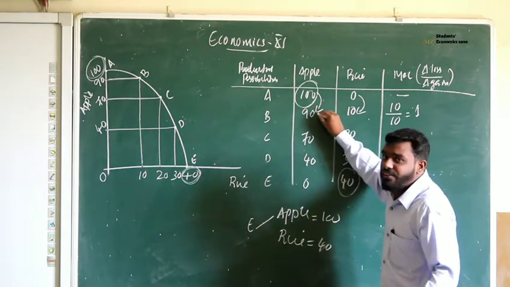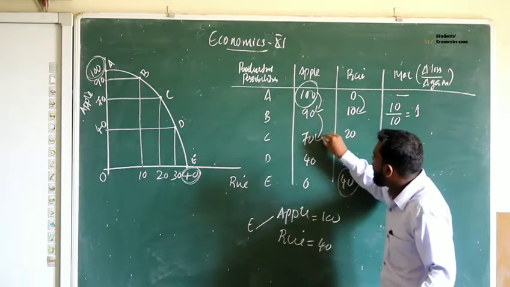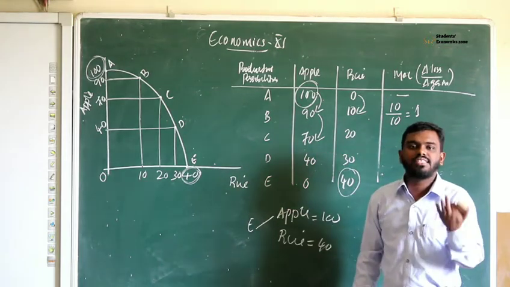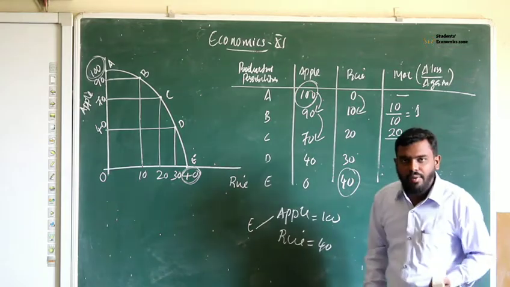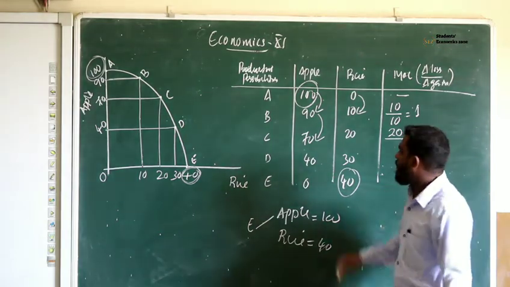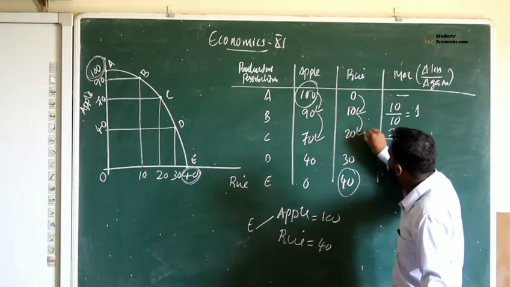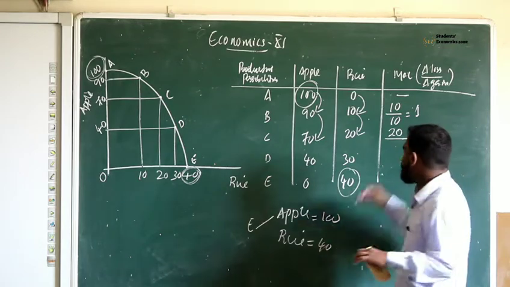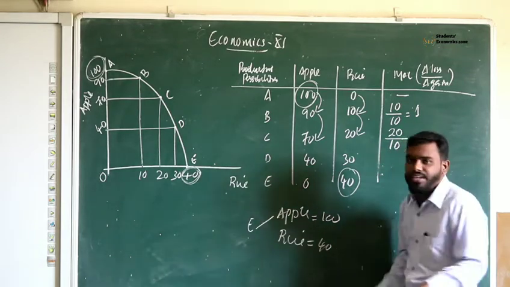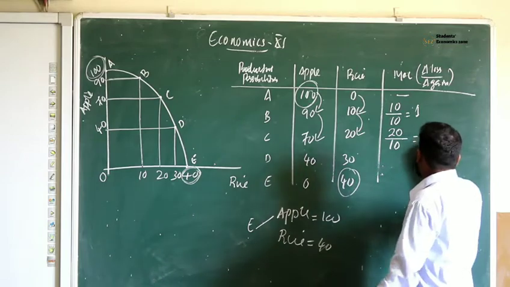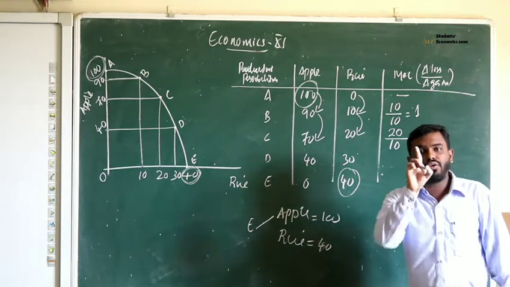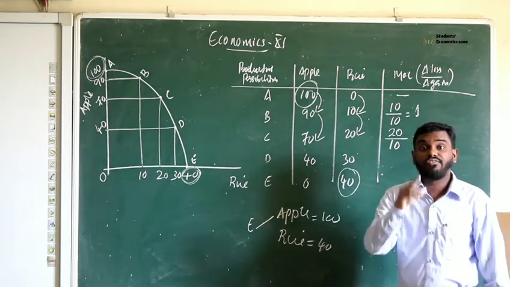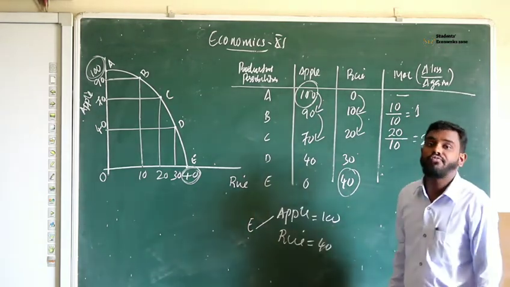That means delta loss, it is 90 became 70. What is the change? It is 20. Divided by, we need to calculate delta gain. That is 10 became 20. What is the change? It is 10. So 20 divided by 10, that is equal to 2. This 2 shows, for producing 1 unit of rice, we sacrificed 2 units of apple.